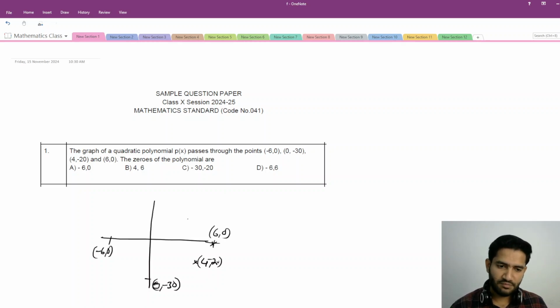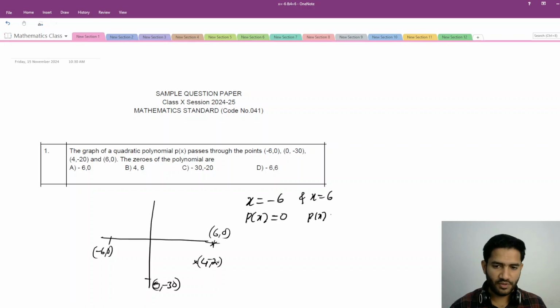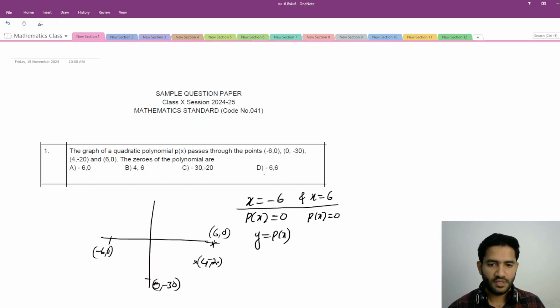So that means if x equal to -6, p of x equal to 0. And if x equal to 6, p of x equal to 0. p of x means the y value, y equal to p of x. We are considering it like that. So these 2 values are the zeros of this polynomial. So -6 and 6 are the zeros of this polynomial.